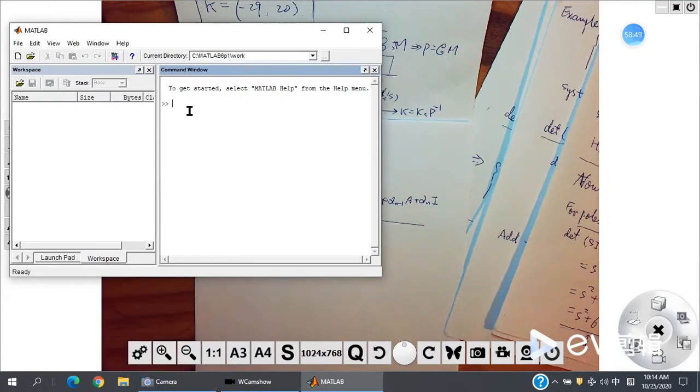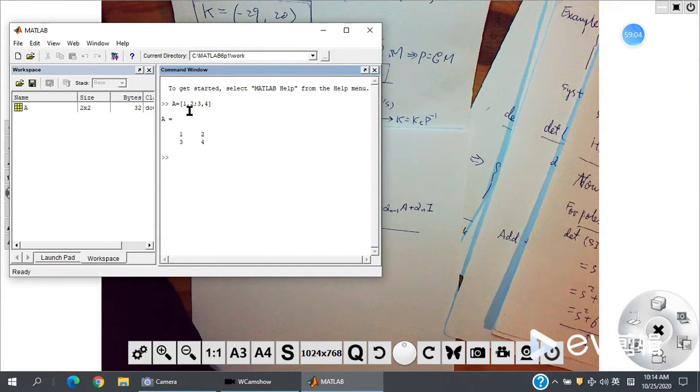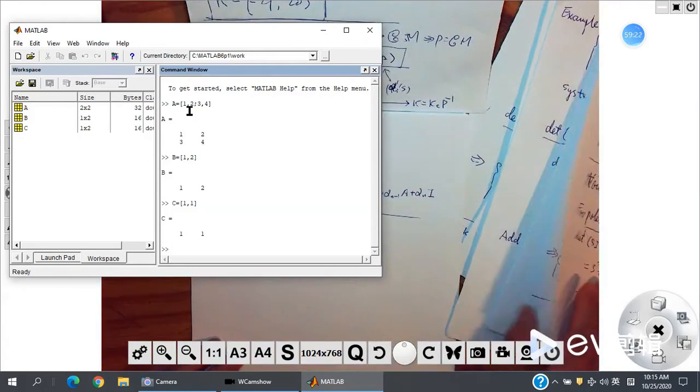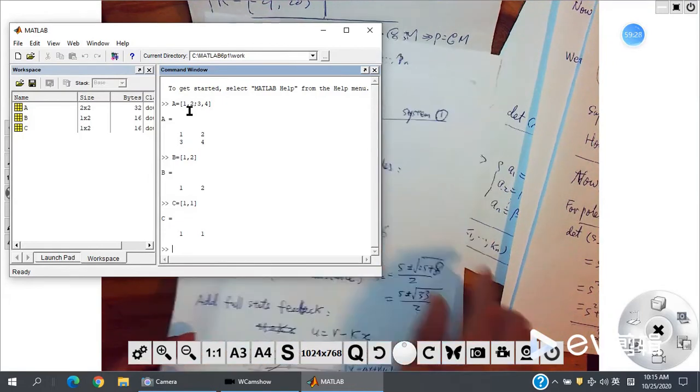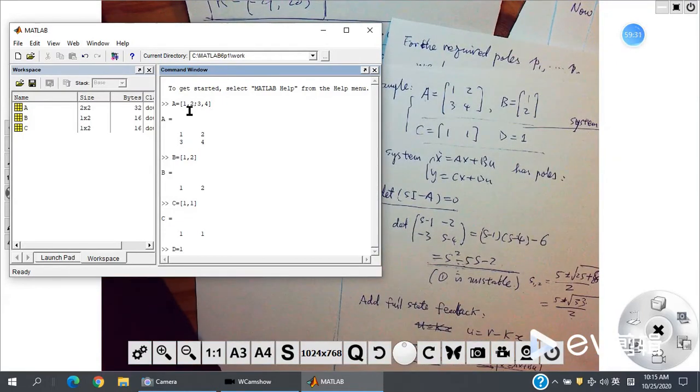Alright, I have A equal to 1, 2, 3, 4. That's A, and B equal to 1 and 2, and C equal to 1 and 1. A, B, C. D is 1. Then we have this one.